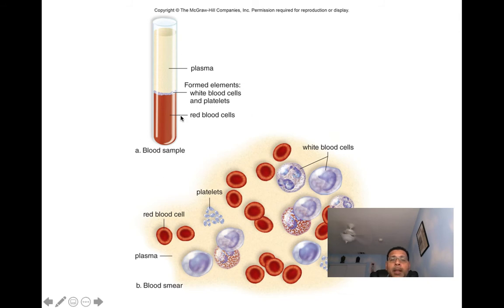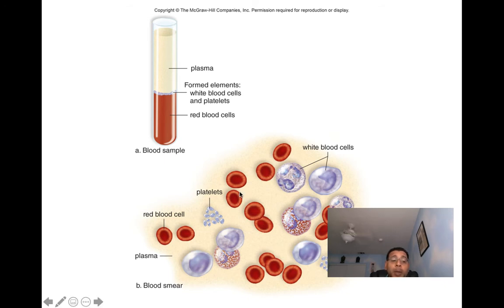Collectively, you can see we can refer to the white blood cells, the platelets, and the red blood cells as formed elements. And they represent about 45% of the volume of blood. Red blood cells are small, you can see right down here. They're small disc-shaped cells without nuclei. They do not have nuclei.